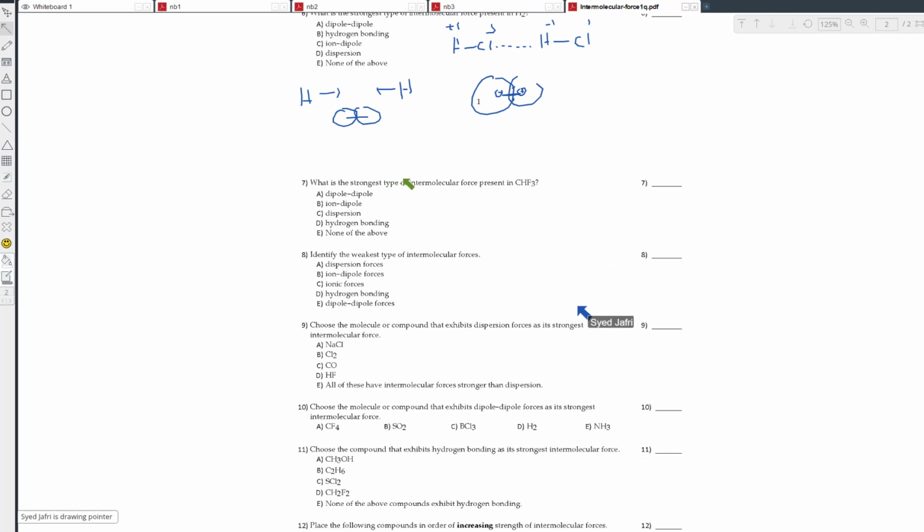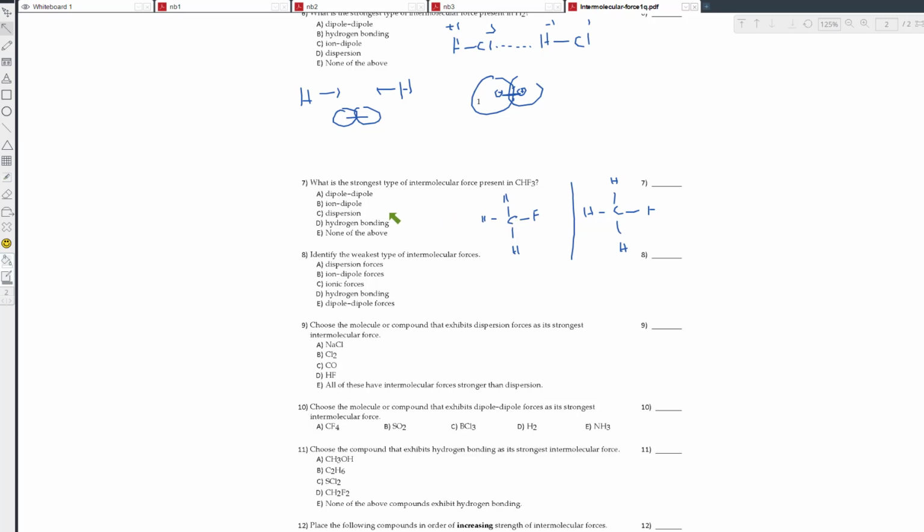What is the strongest in CHF3? CHF3, okay. Let me write the structural formula. C, and you can see all these sides, H and F. I am making only one molecule. You can make another molecule if you want. Let me make another molecule. Is the molecule going to make hydrogen bonding or not?